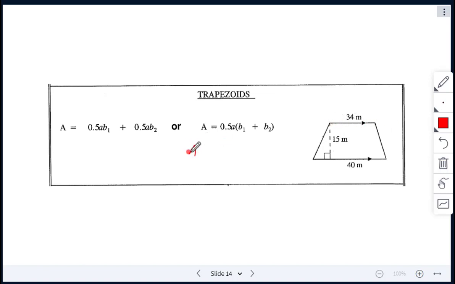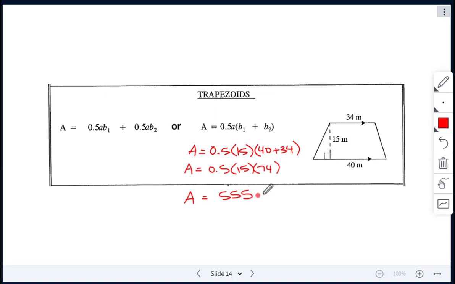All right, so let's try that out here. Area is 0.5 times the altitude, which is 15, and then b1 plus b2, so 40 plus 34. Work out the brackets first before we do any multiplying. So 0.5 times 15, and then 40 plus 34 is 74. Now we can go ahead and multiply. So 0.5 times 15 times 74 gives me 555 meters squared.